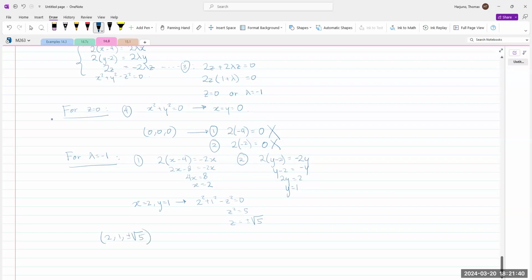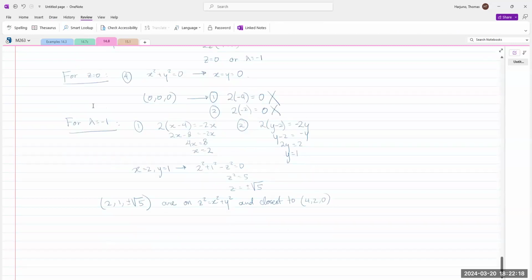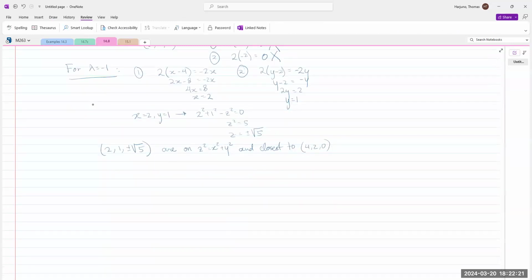These two coordinates are on the cone and closest to the given point. If you care to graph that, let's say we have a cone. That equation actually implies a double cone, the one on the top and also the one at the bottom.